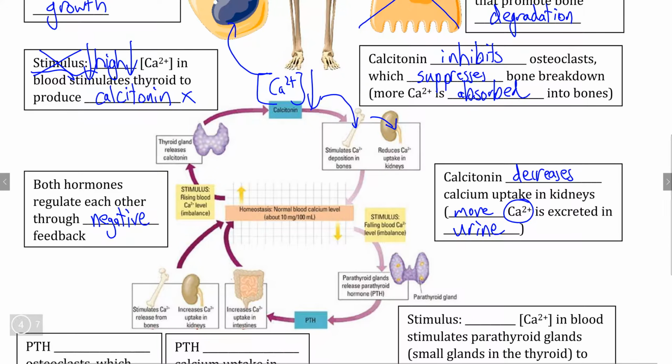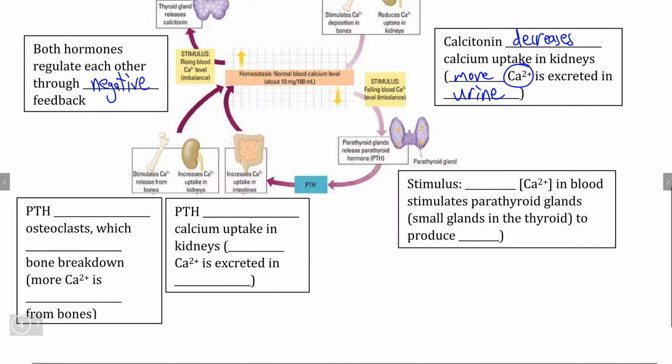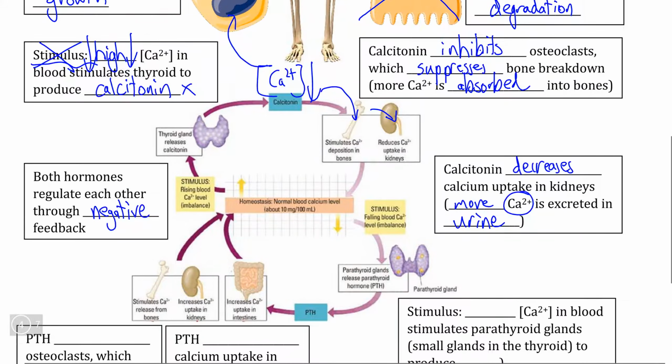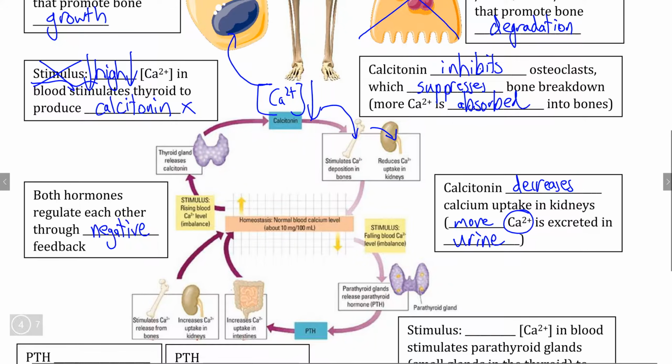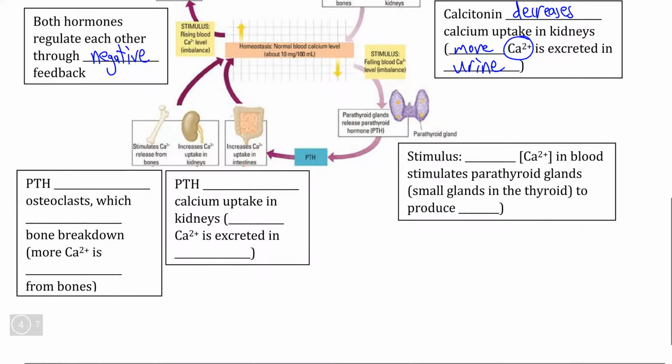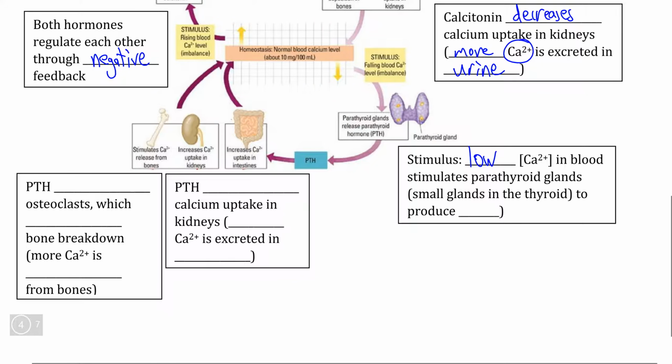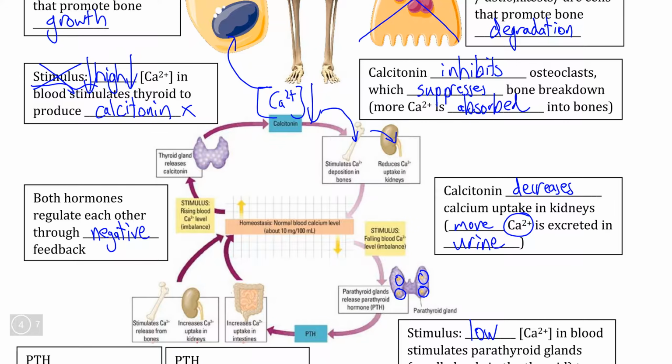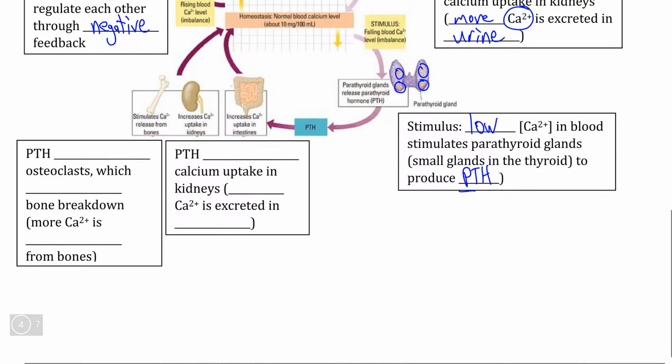However, this will become even more obvious when we look at the effects of parathyroid hormone. So while a high calcium concentration in blood is the stimulus for the thyroid to produce calcitonin, it's actually a low concentration of Ca2+ within the blood that stimulates parts of the thyroid, special clusters of cells that are what we call the parathyroid glands, to produce the opposing hormone, parathyroid hormone, and that's where we get the name from. Now, parathyroid hormone actually does literally the opposite of the two effects that calcitonin does.